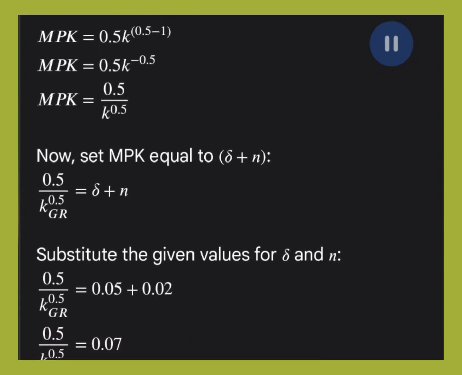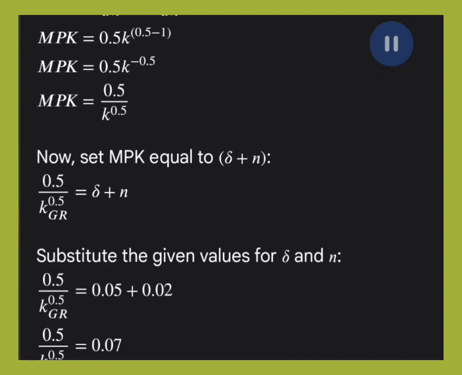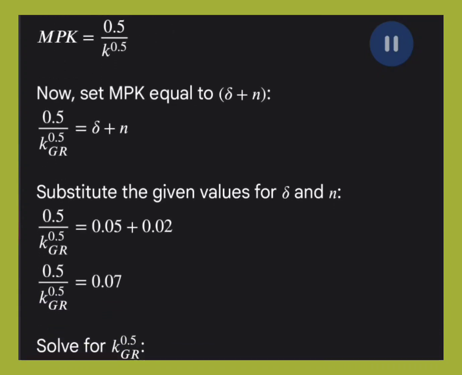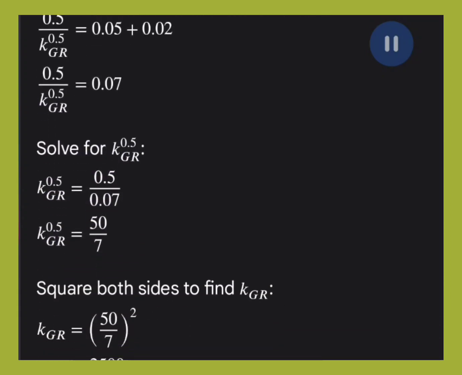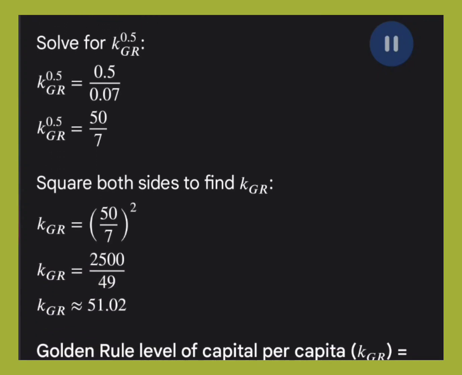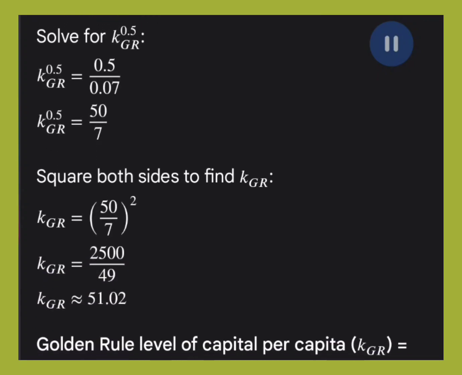Substitute the given values for delta and n. Frac 0.5 over k_gr to the power of 0.5 equals 0.05 plus 0.02. Frac 0.5 over k_gr to the power of 0.5 equals 0.07. Solve for k_gr to the power of 0.5: k_gr to the power of 0.5 equals frac 0.5 over 0.07. k_gr to the power of 0.5 equals frac 50 over 7.